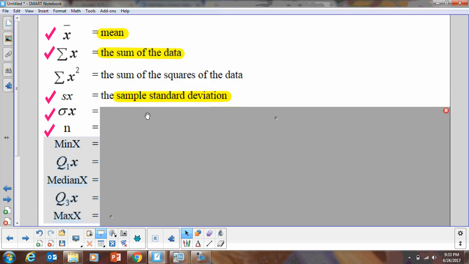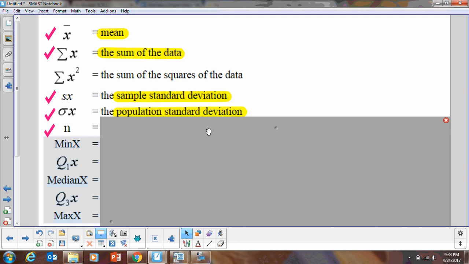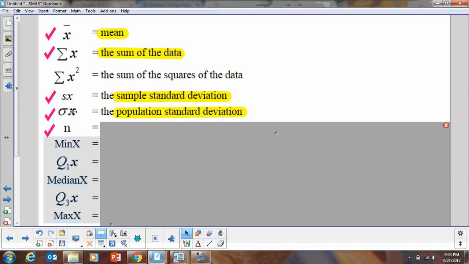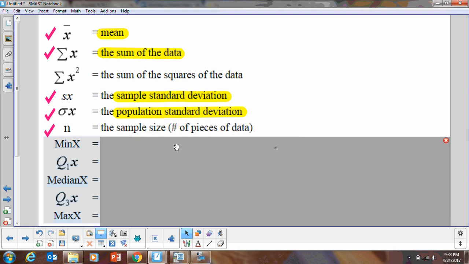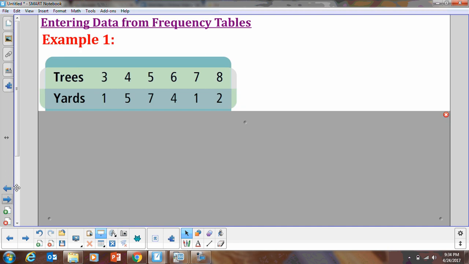Then we need to know Sx, the sample standard deviation. This is going to be very important today. Then we have lowercase sigma x, which is the population standard deviation. There are two values. We have to decide which one we need. And finally, n is the sample size, the number of pieces of data. We've already done these earlier, yesterday in the lesson. So I want to move on to my standard deviation.